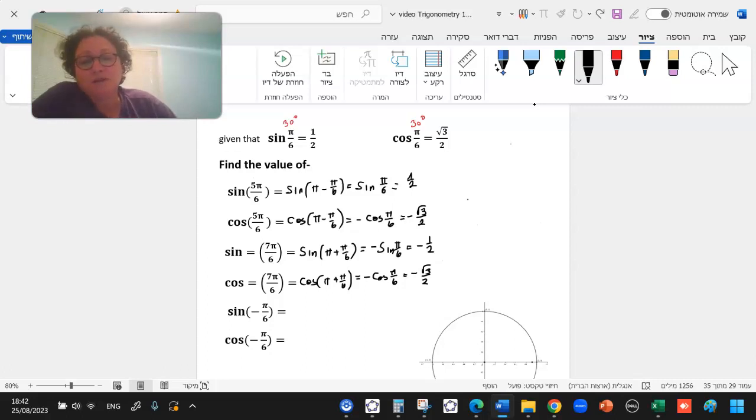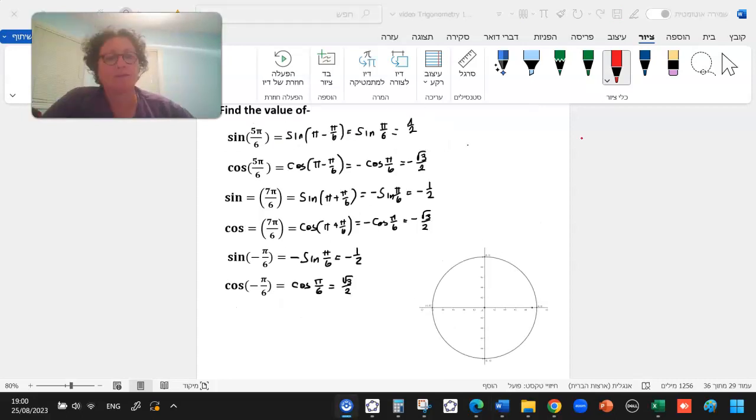For minus pi over 6, we know that this is minus of the sine, minus 1/2, and this is just the same as the cosine. This is root 3 over 2.